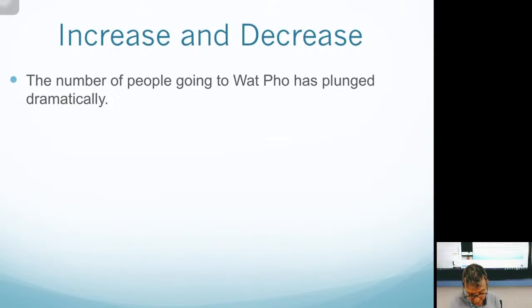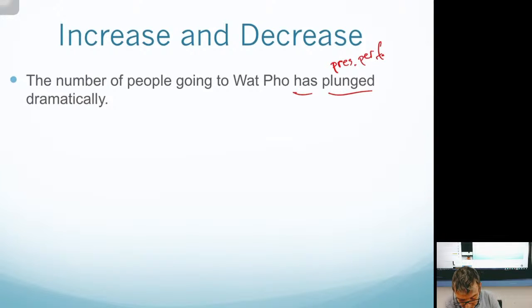The number of people going to Wat Po has plunged dramatically. So remember, we're changing verb and adverb to adjective and noun. Also, be careful of the tense on this one. So what tense is that? Your has and plunged. So this is present perfect.